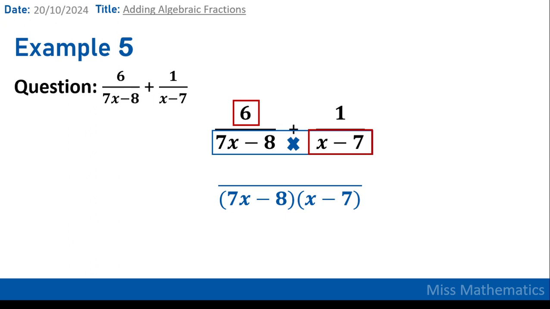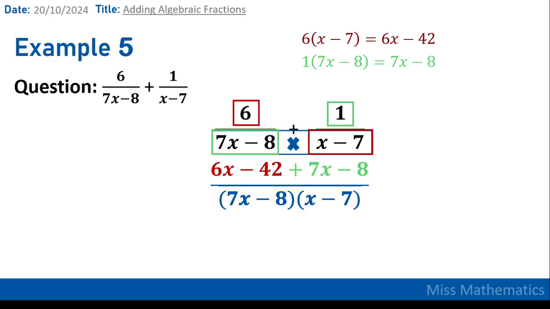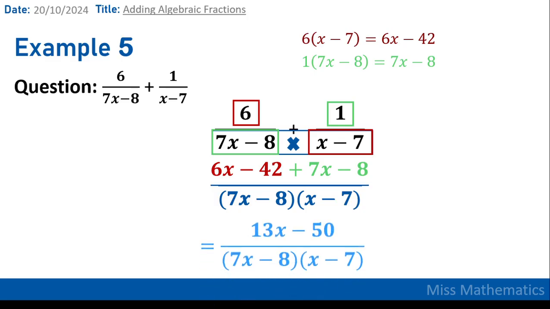Then you cross multiply similarly, so 6 times (x - 7), which is 6x - 42, and then (7x - 8) times 1, which is just 7x - 8. Then you can put them all on the top and simplify to get 13x - 50, and you keep the denominators in their factorized form, (7x - 8)(x - 7). Remember not to get your negatives confused, that's what tricks people up sometimes.